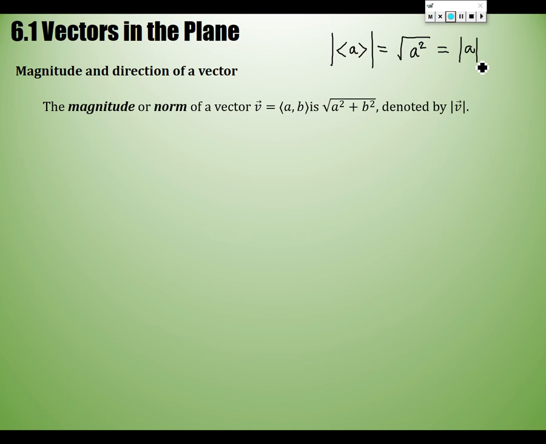Well, we'll leave that a mystery for now. Okay, that's fine. But in two dimensions, it makes sense. It's just the Pythagorean theorem. So what about the angle? Well, of course, the angle can be gotten using trig, right?